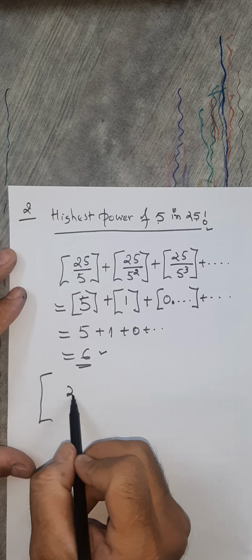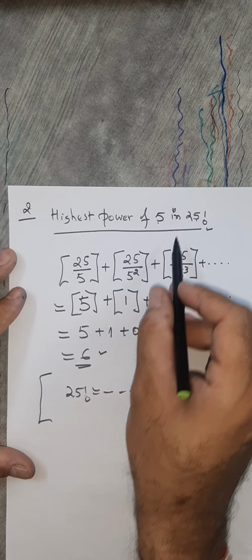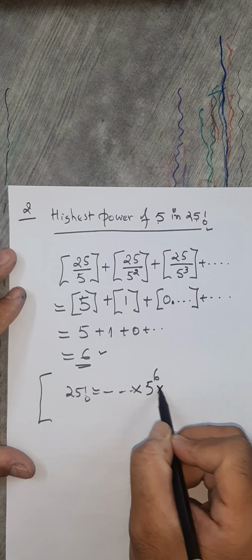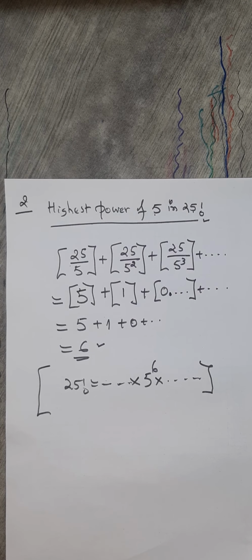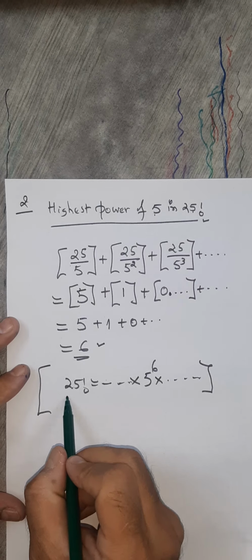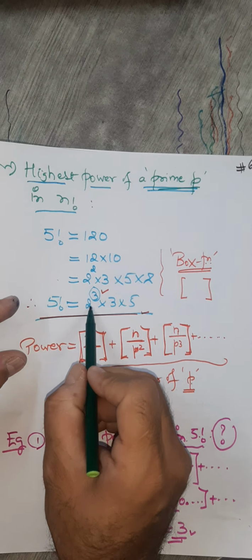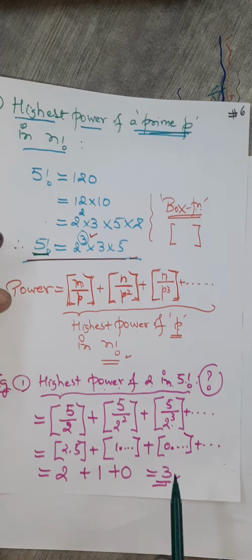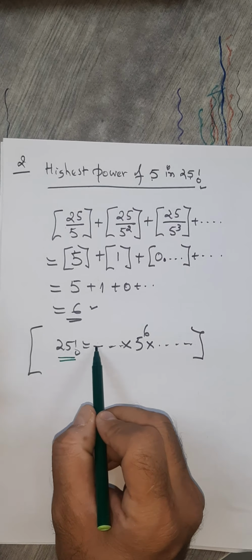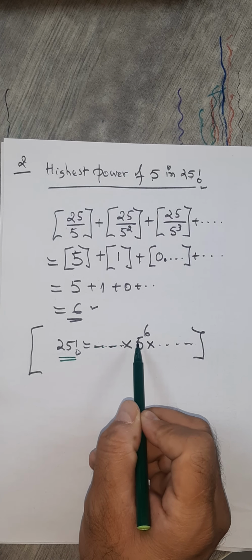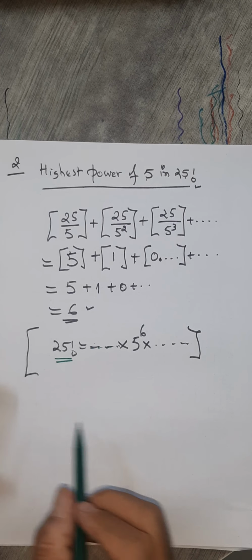What I'm trying to tell you is, if you write the value of 25 factorial, somewhere you will see 5 raised to 6, like this. That's what I'm trying to say, remember. Got it? That's what I explained in the previous slide, right? That's what I explained here. The power of 2 is 3 if I write the factorization of 5 factorial, that's what you are getting here. Same way here, if you write the value of 25 factorial, somewhere in its factorization 5 to the power 6 will come, and this is the highest power. Nothing more will come ahead, remember.